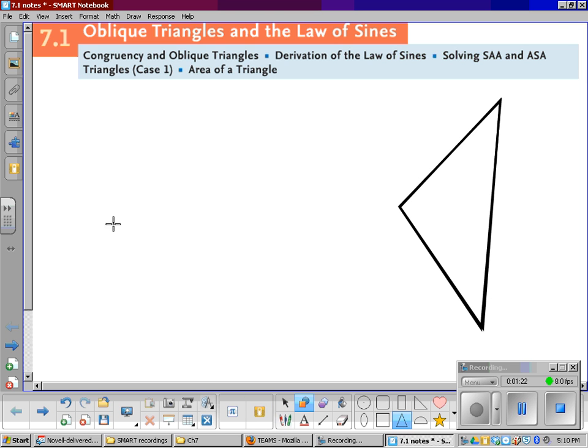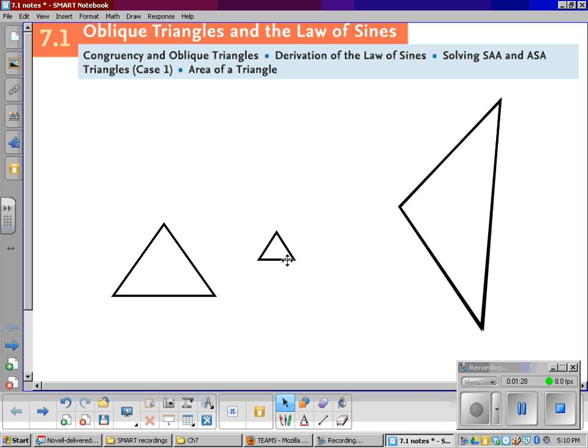Similar triangles have corresponding angles that are congruent, but not necessarily corresponding sides. So here my angles are congruent. The angle in all three places are the same, but the sides are obviously not the same. We have different lengths, different size triangles. So these triangles here are similar, but they are definitely not congruent.